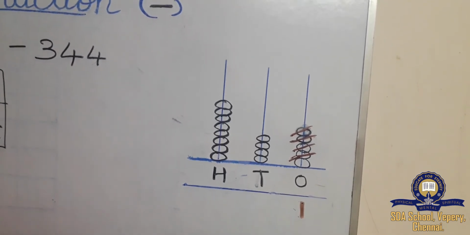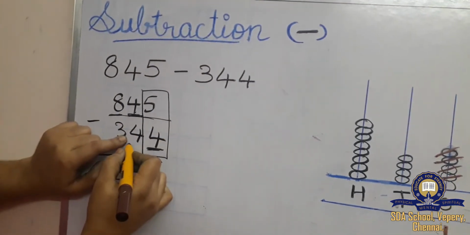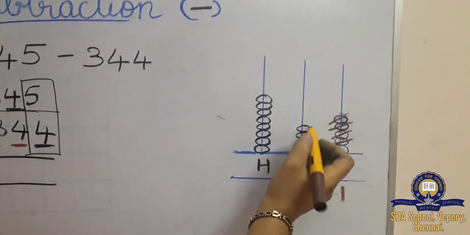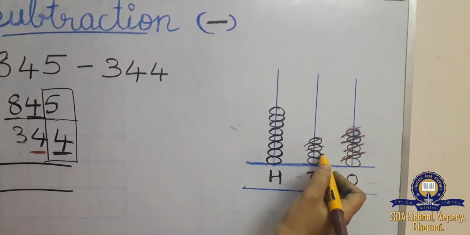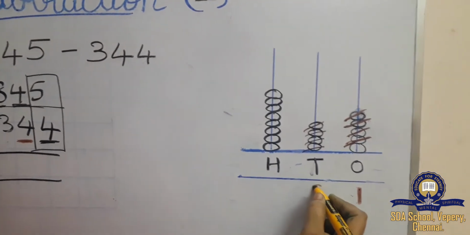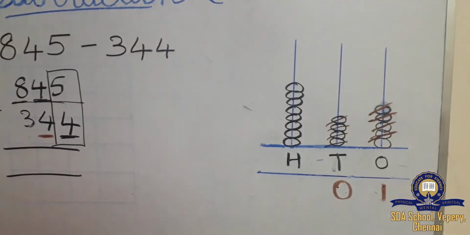Okay. Now what is the next thing? In tens place how many? 4. The number is 4. So we have to take away 4. 1, 2, 3, 4. So how many beads are left over? 0. Okay. No bead is there, right?